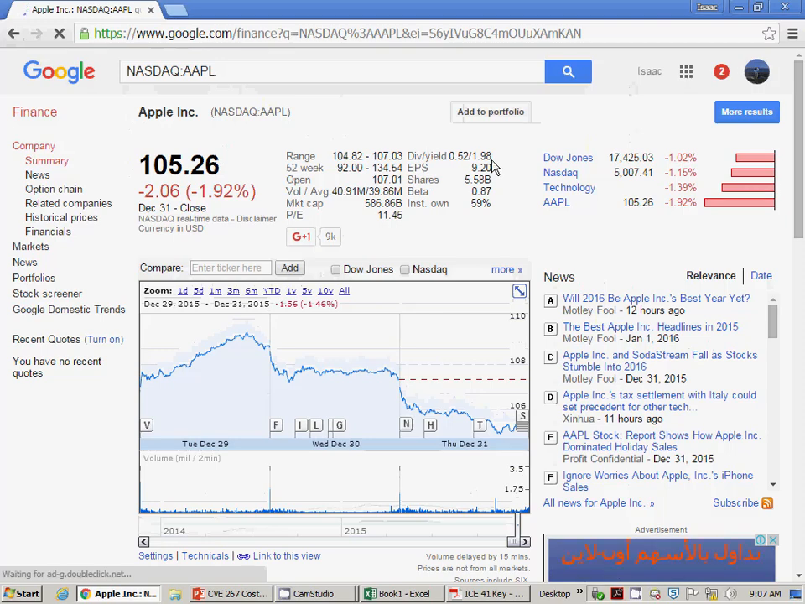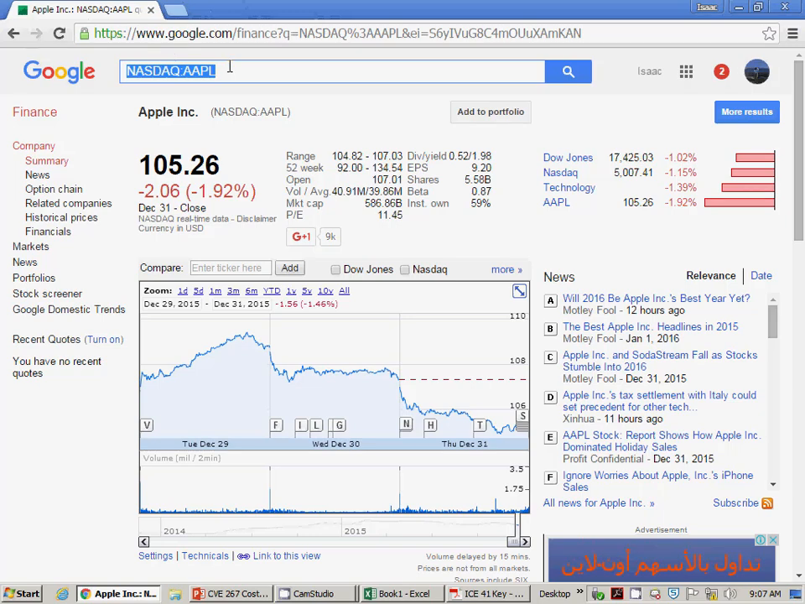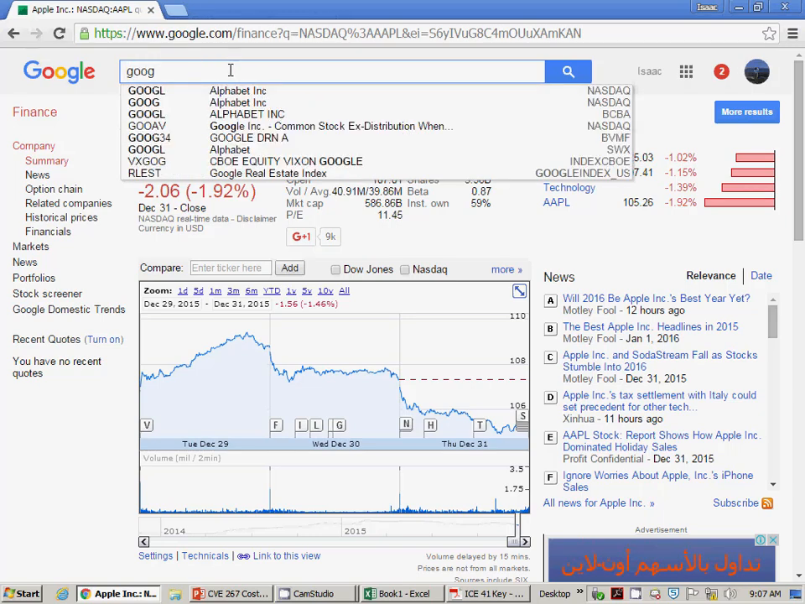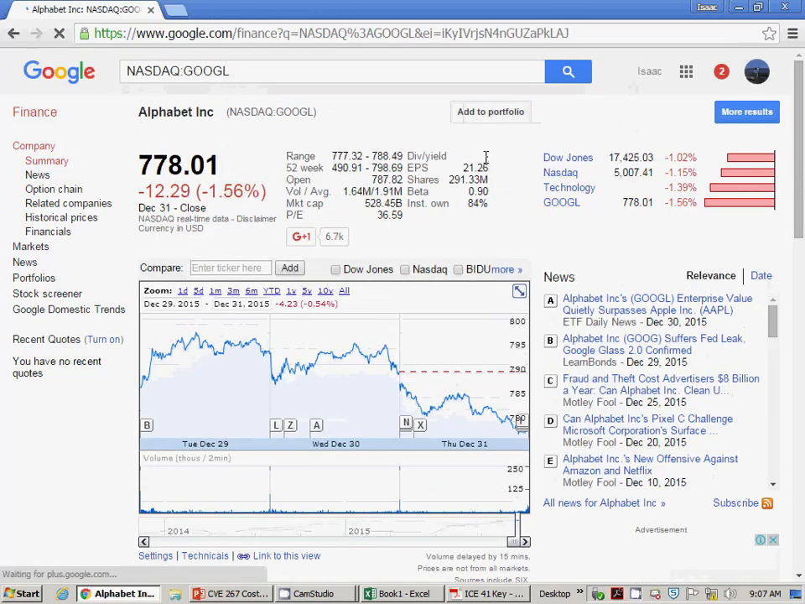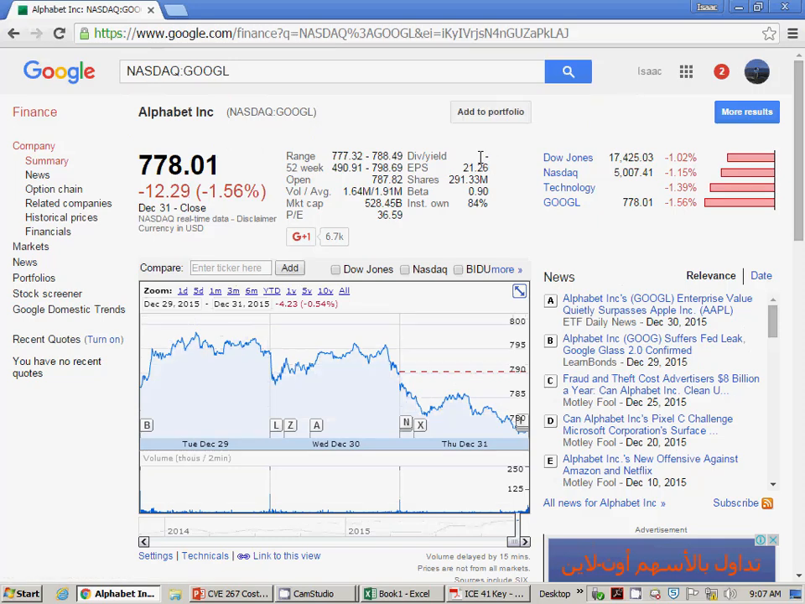Because they do. I didn't know that Apple paid a dividend. They do, 1.98. I'm pretty sure Google doesn't. Yeah, no dividend, no yield for Google. And so when you buy Google, what you're just hoping is that the value of the stock goes up over time. You're hoping on a capital gain rather than dividend.